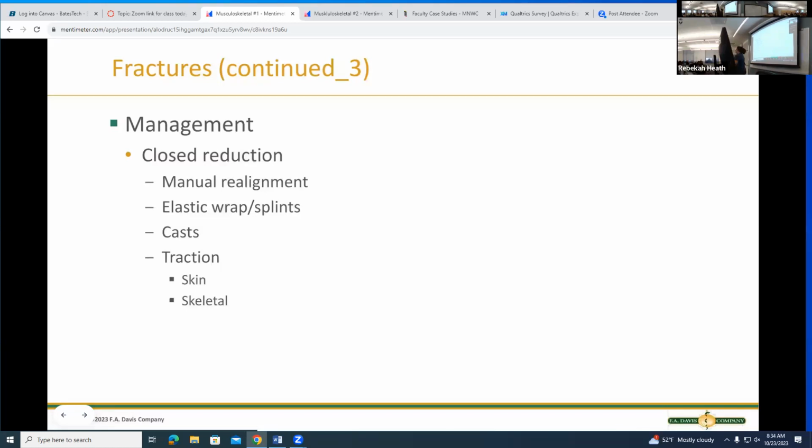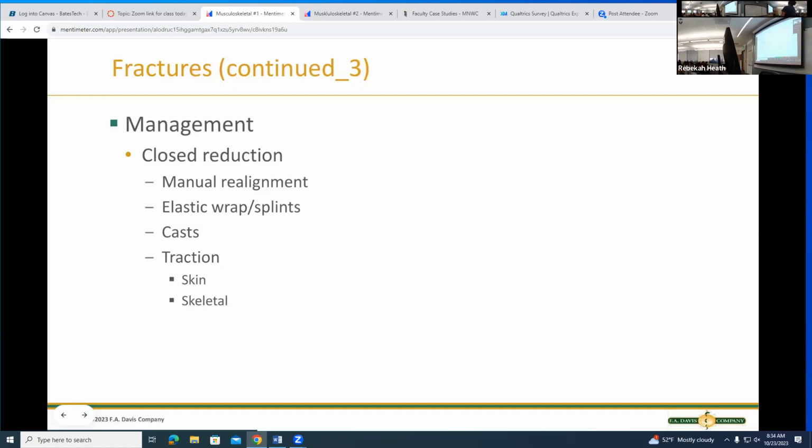So a cast is a hard outer layer. We think about how we were talking about splinting the bone. It completely wraps it because it's like, hey, this bone really needs to heal. We really want to protect it and keep it in the right position. And usually they stay on for about 6 weeks or so.